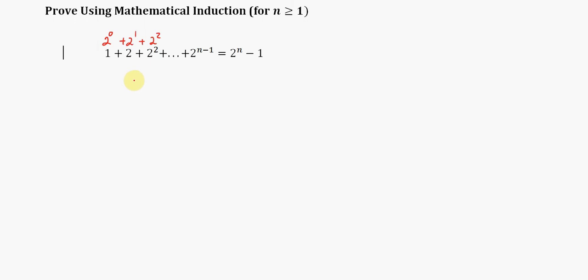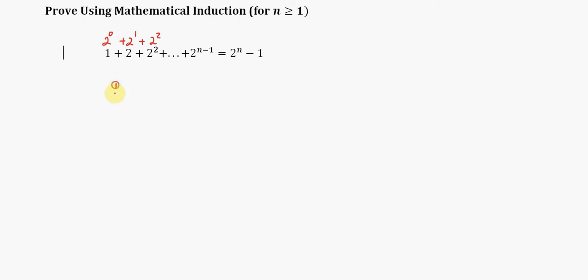In this video, we will prove this sum of powers of 2 using mathematical induction. So we're trying to show that 2 to the 0 plus 2 to the first plus 2 to the second, all the way on up, will be equal to 2 to the n minus 1. Okay? And remember that n here is the exponent. So that's going to be something that will come in handy a little bit later.